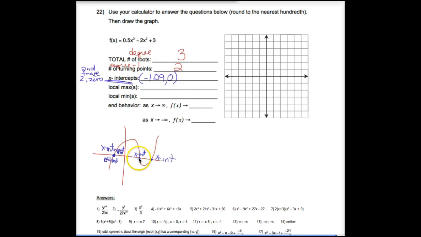This x-intercept in the middle, I have to do that next. So same thing, second trace choice 2. But this time, left bound. Again, left bound just means to the left of the 0. The points to the left of the 0 are here, over here. So this is left bound, and this is right bound on this 0. So do your left bound, right bound, press enter a third time to guess. That one, I think, says 1.57, if I can read my own writing. 1.570.